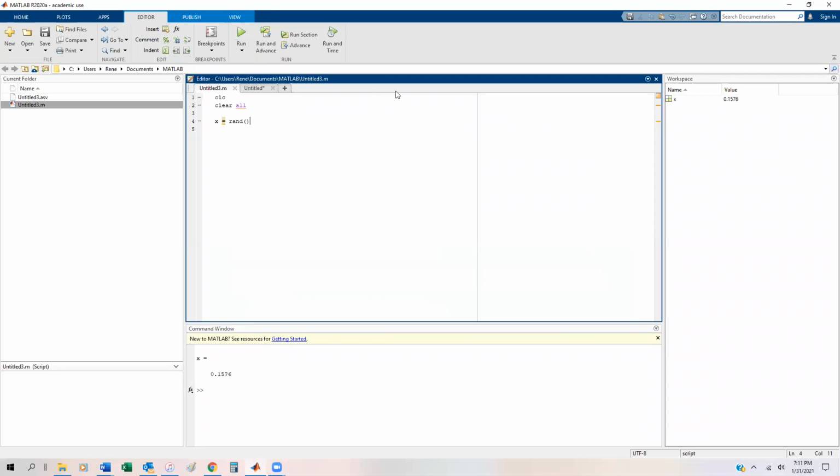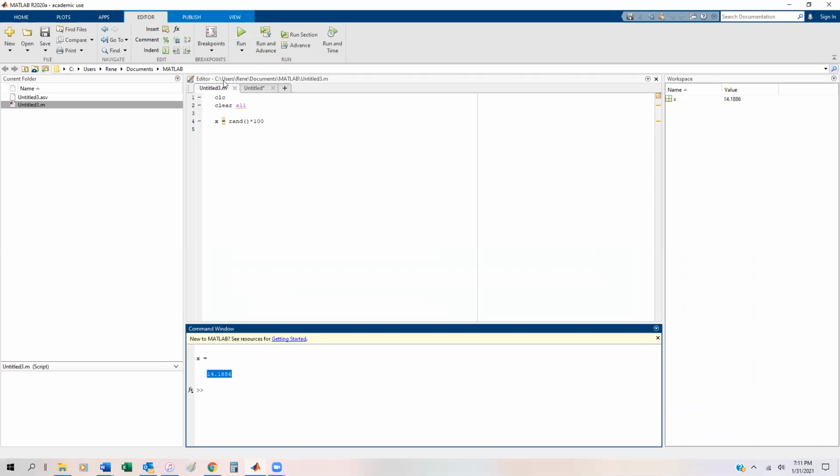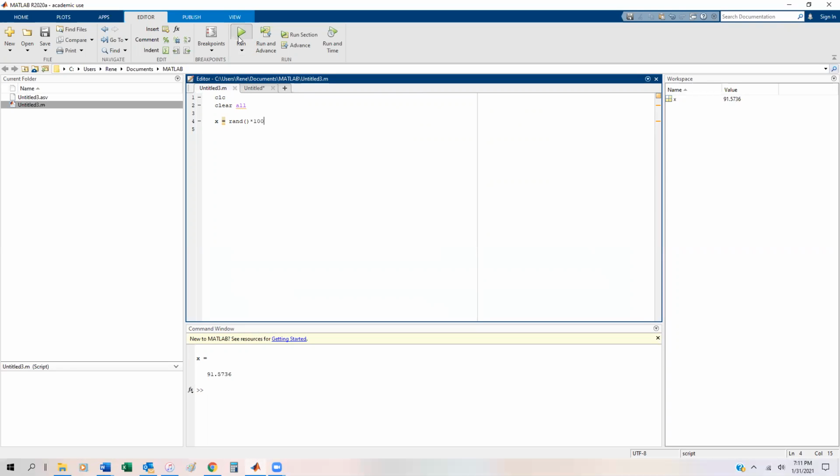But we want a number between 0 and 100. So let's just multiply it by 100. And check down here, just keep that in your view. So each time I execute it, we just get a new random number. All right. So now x is a random number between 1 and 100, accurate to 4 decimal places.